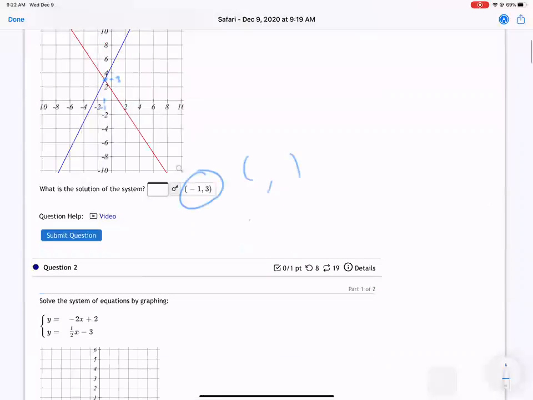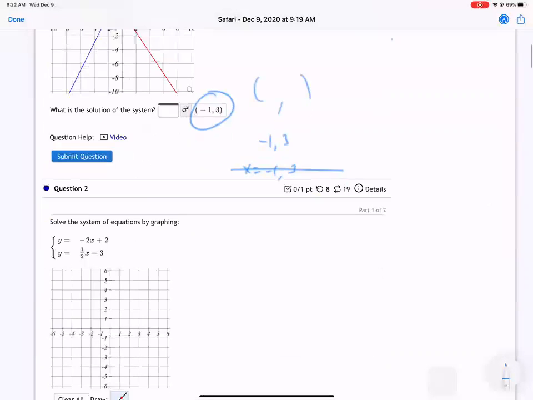If you just write -1, 3, I think this is what x equals to -1 and 3. It meets at two places. So I will probably give you partial credit on this though. Me being a nice guy.